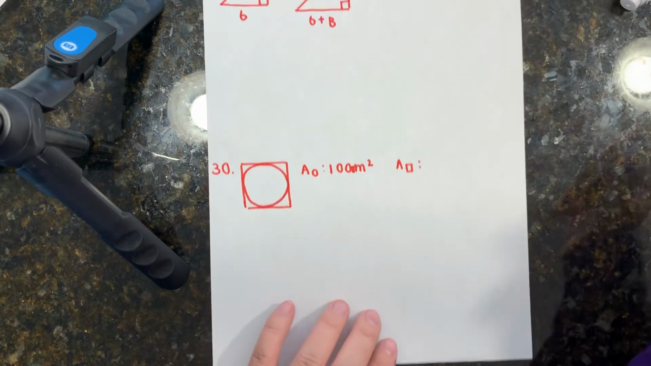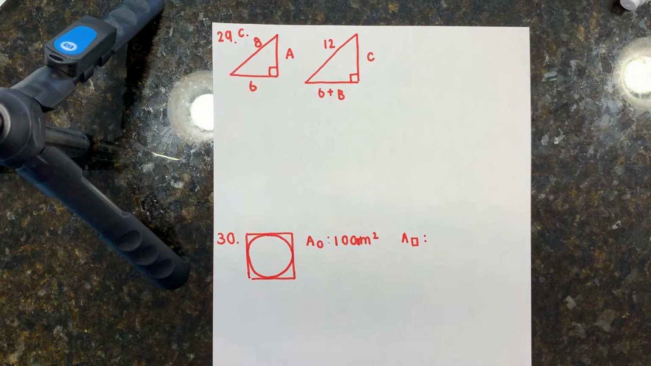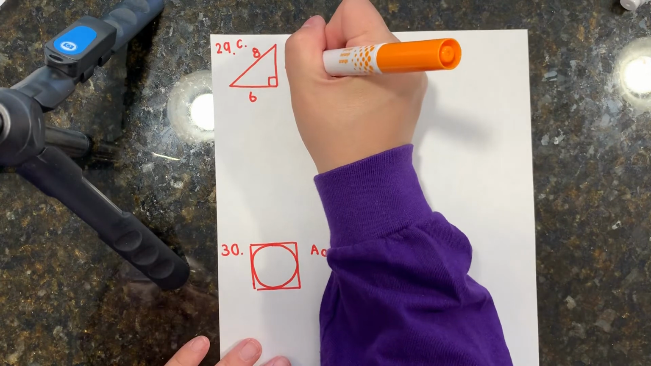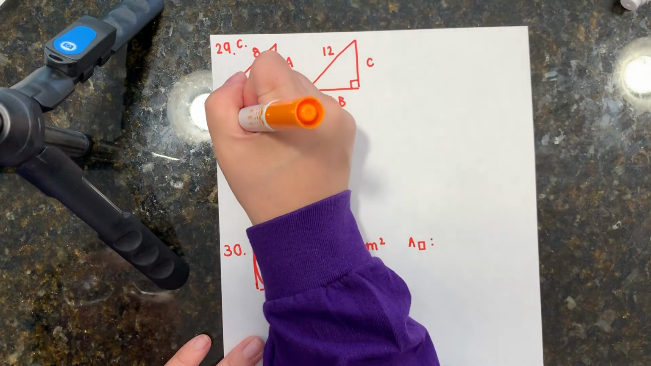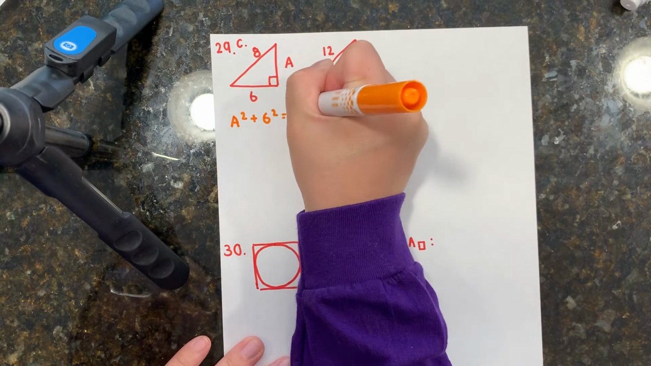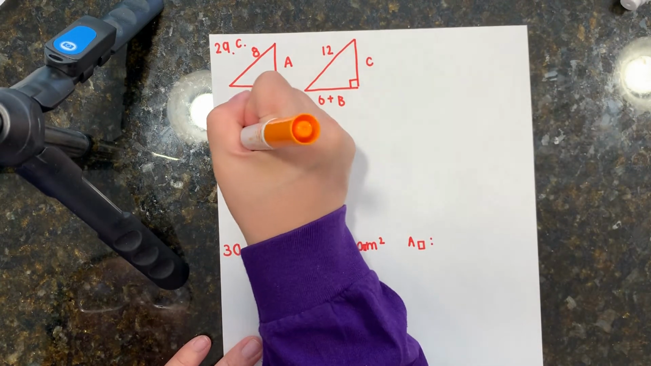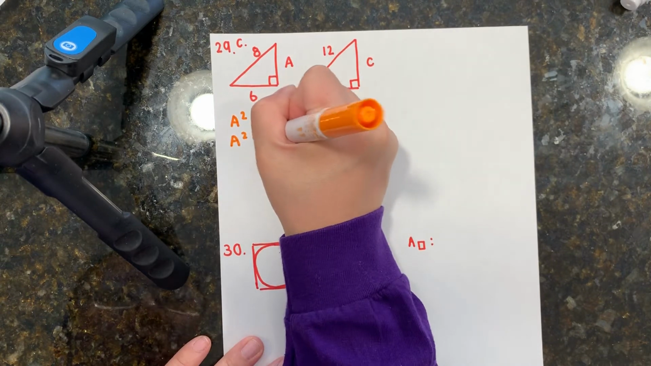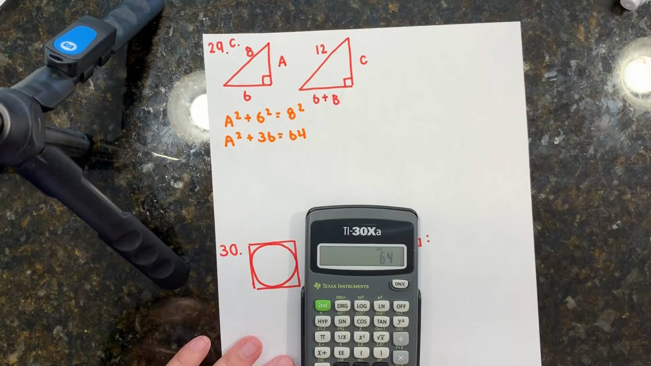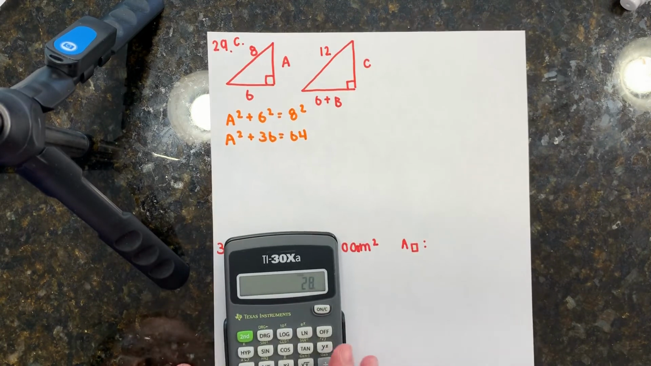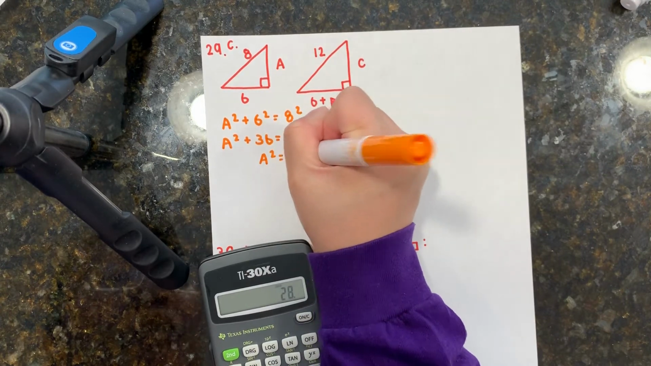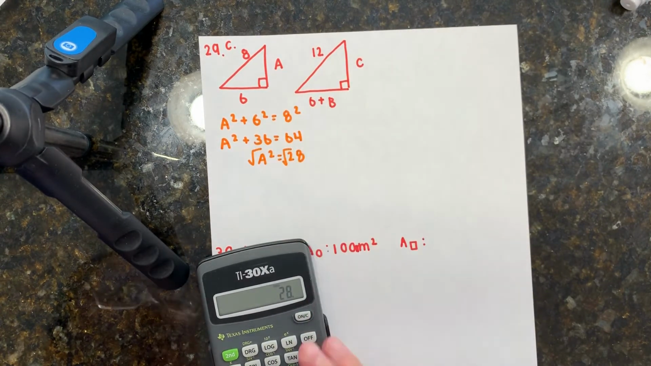And now for number 29, the first thing that we're going to do is solve for A, although we only need to solve for C. So I'm going to start with solving for A using the Pythagorean theorem. So it'd be side squared plus side squared equals slant squared. So I have A squared plus 36 equals 64. That would give me A squared equals 28. Square root both sides.